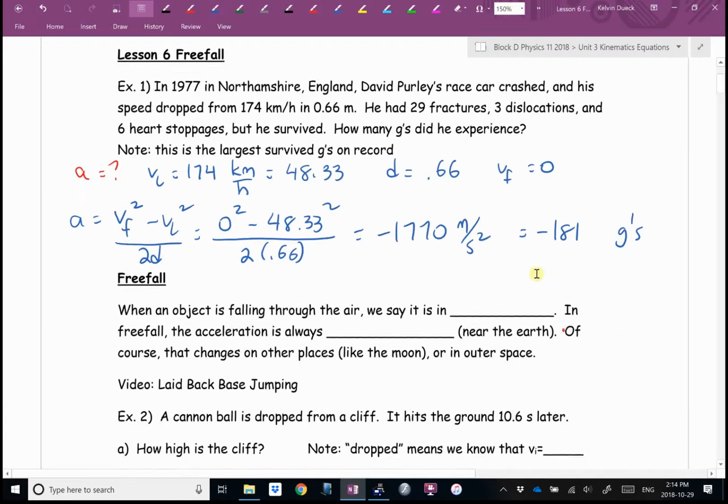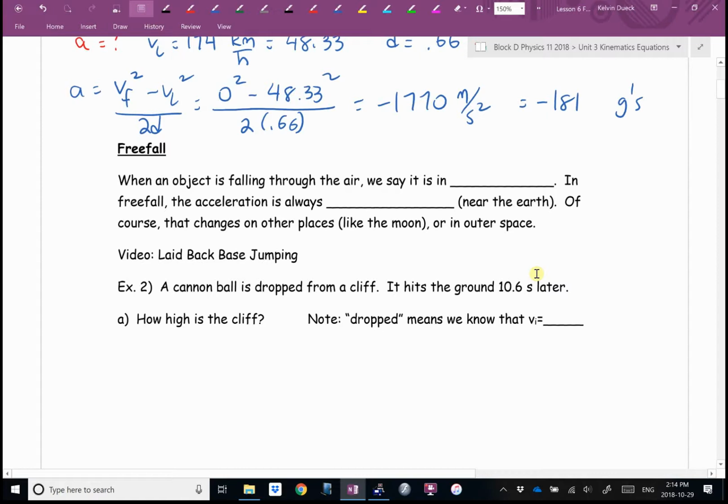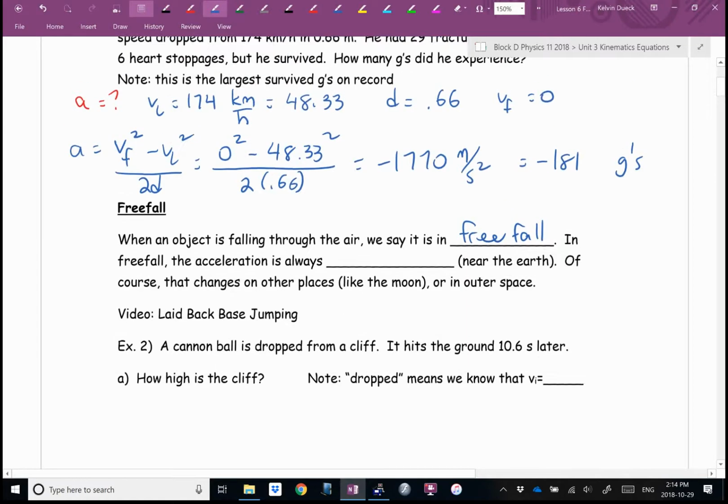Freefall. When an object is falling through the air, we say it is in freefall. Divide by 9.8. Sorry. So you can make a little note. Riley asked, how do you get the G's? Good point. Riley, look up. Look up. Do that.